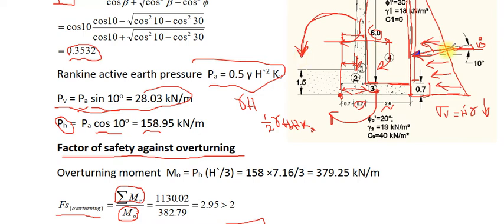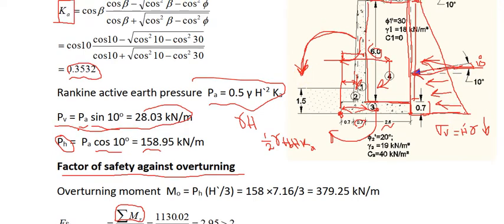So if we analyze the forces here and their effects about overturning, we see that all the forces try to resist the overturning, except the horizontal force, which tries to make the structure overturn about this point.